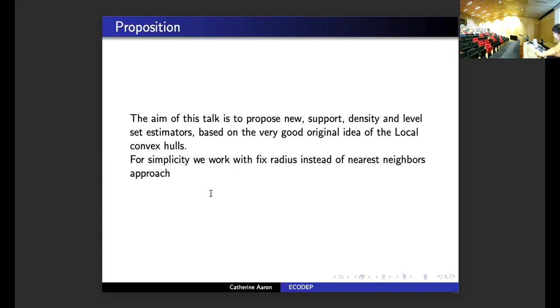So for simplicity, we always start by saying k-nearest neighbors are very good, but we start with a fixed radius that decreases to 0, and say we will go to the k-nearest neighbors after, and we always forget to do that. But okay, let's do that not in a nearest neighbor context, but with a fixed radius.